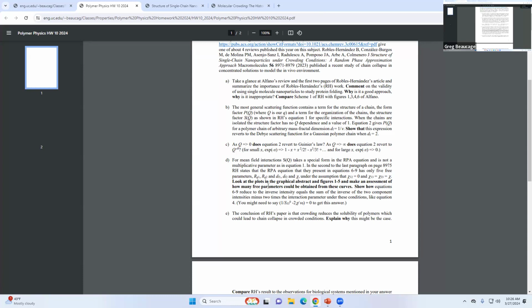And then the idea is like, what does that equation go to? If you say it goes to those 3, does it reduce? Can you reduce it to the RPA equation, which is 1 over?